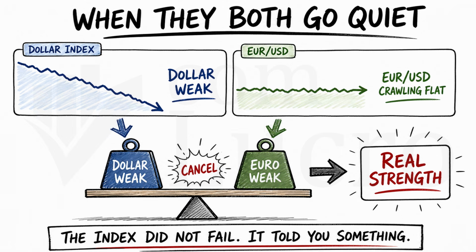Then there's the case that teaches you the most. Say the index is sliding, so the dollar is weak. You'd expect Euro USD to be climbing, but it isn't. It's crawling sideways. That's not the index failing you. That's the euro being weak at the same time as the dollar, with the 2 weaknesses canceling each other out. And that immediately tells you the real strength is somewhere else on your screen.